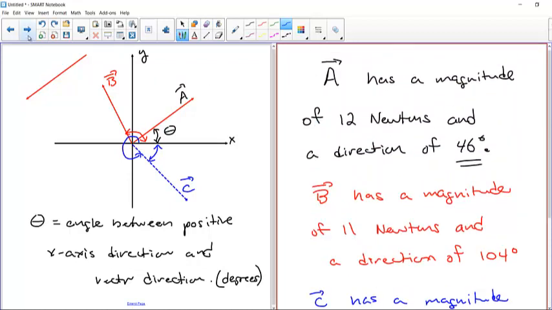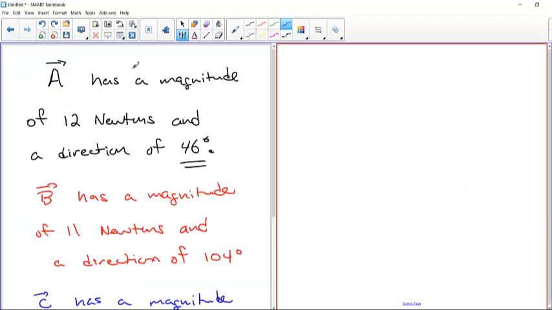Okay, what am I going to talk about next? Now, there's really two things you're going to do with vectors. You're going to take the information given as a magnitude and direction and break it up into components, or you're going to have the components and you're going to put them back into a magnitude and direction. So that's what we're going to do next.